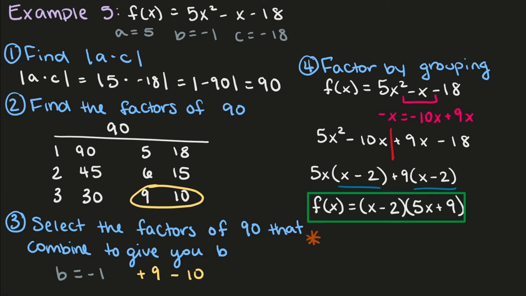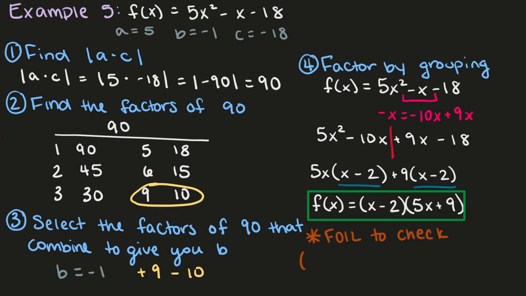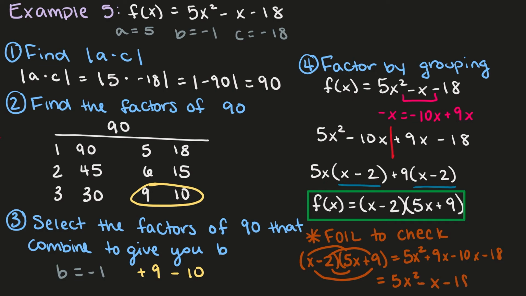Just like we did earlier, we will FOIL this out to confirm these are the correct factors. By FOILing, we get 5x squared plus 9x minus 10x minus 18, which is equal to 5x squared minus x minus 18, which is our original function, so this is correct.